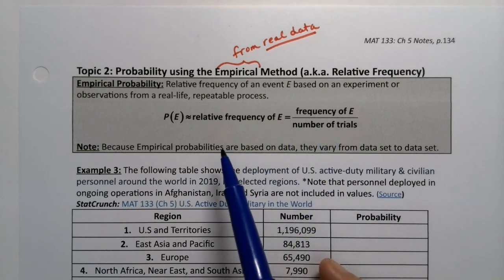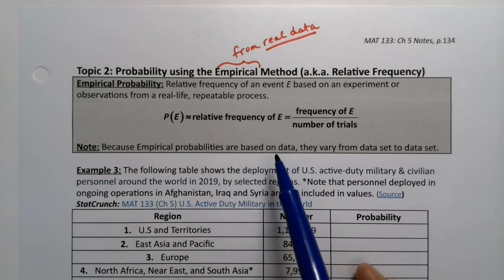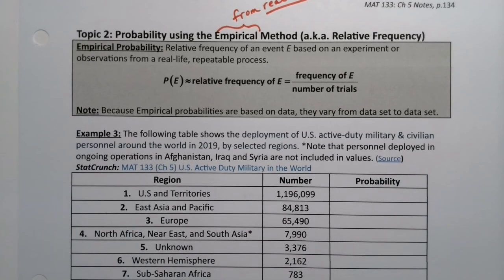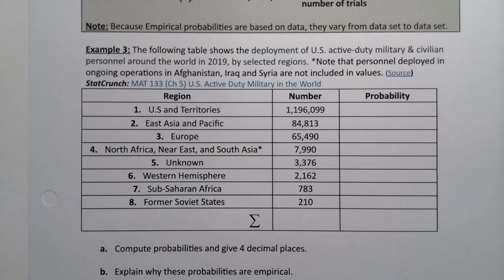And of course, because it's from data, it's going to vary from data set to data set, because every time you do the experiment or every time you look at a different sample, it'll be slightly different. Now, the following example will make it all hopefully clear.